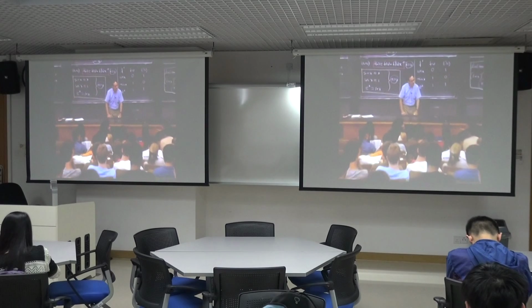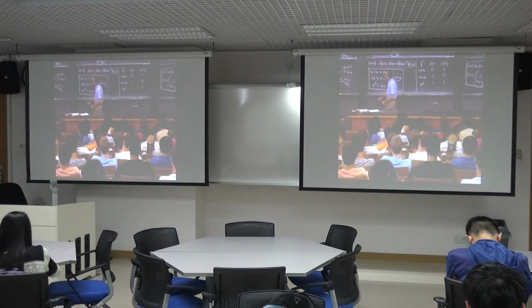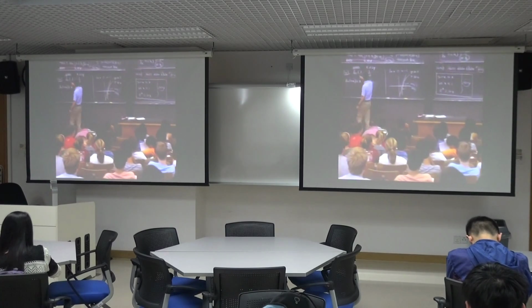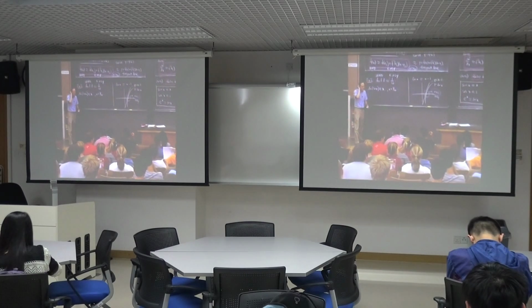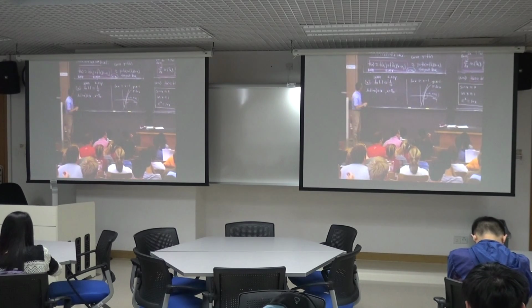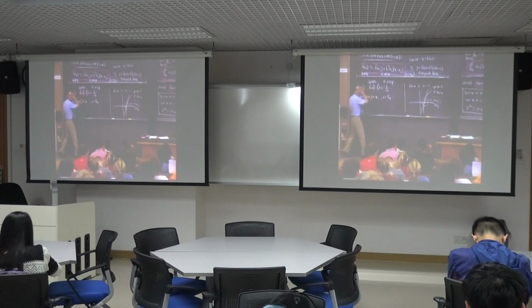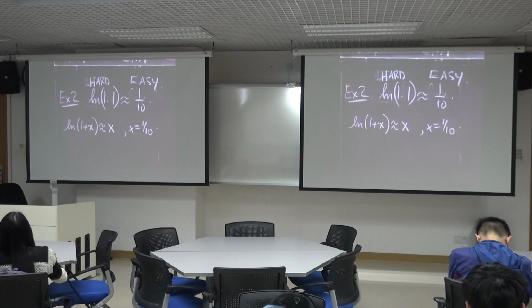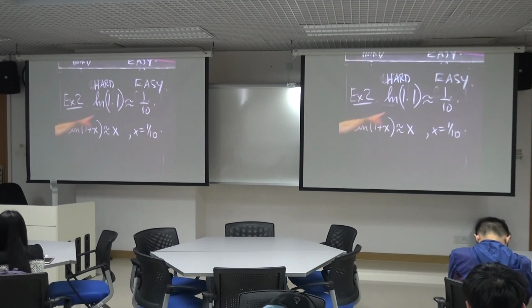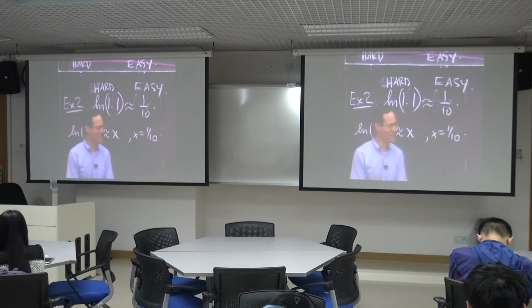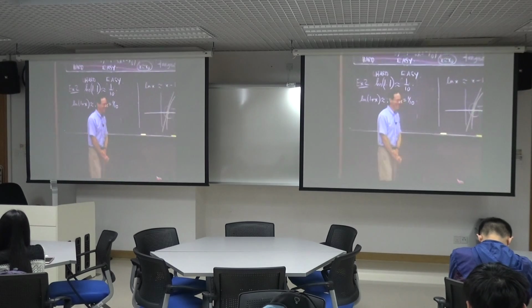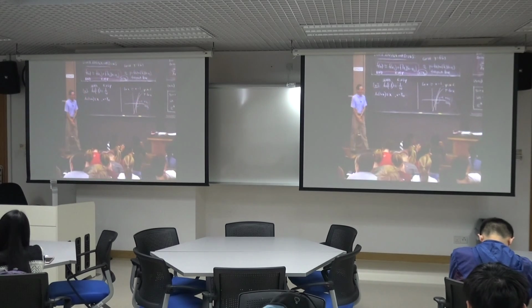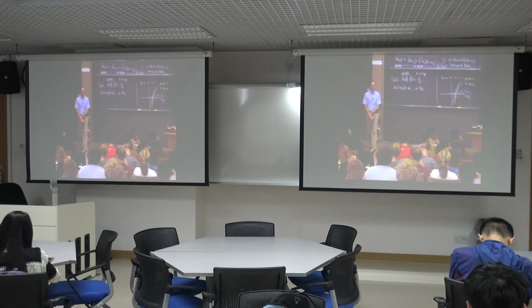Yeah? Is this ln of 1.1 or what? This is a parens there. It's ln of 1.1. It's the decimal number, right? I guess I've never used a decimal point before, have I? I don't know. Okay, other questions?